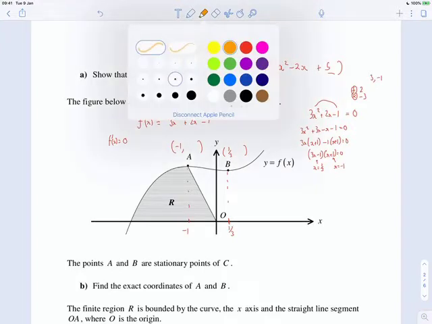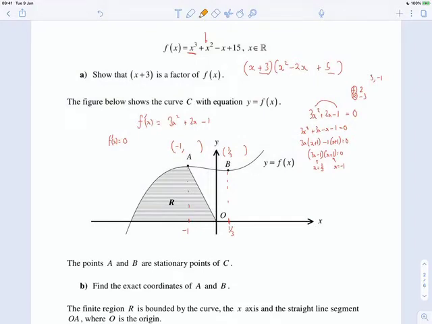Okay. So, minus 1. Minus 1 cubed is minus 1, plus minus 1 squared is 1, so they cancel. Minus minus 1 is 1. That 1 plus 15 is 16. And I sub in a third. It's a bit trickier, but we can do this mentally.